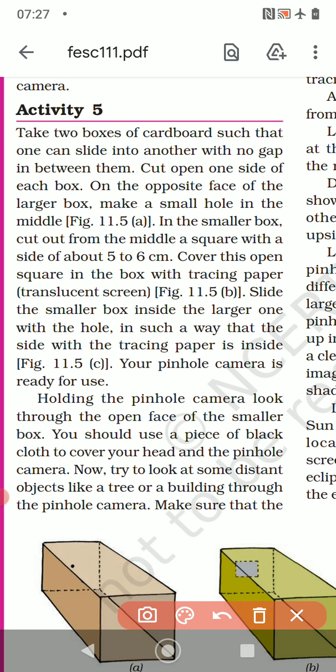Now slide the smaller box inside the larger one with the hole in such a way that the side with the tracing paper is inside the larger box, and your pinhole camera is ready for use. So this is the smaller box, and this will go inside this. You have to put it inside the larger box. Your pinhole camera is ready.